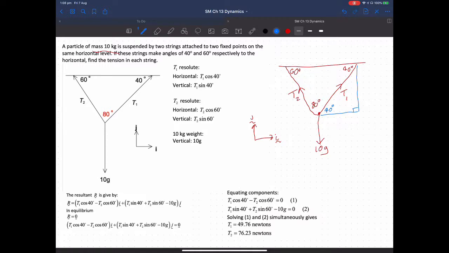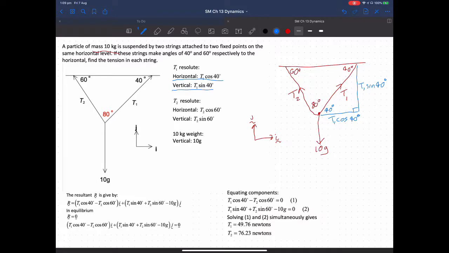What I can do is use my right angled triangle formulas. So what I now know is the magnitude of T1 cosine 40 degrees is going to be my horizontal length. I know my vertical length will be my opposite side. Opposite side involves sine. That's going to be T1 sine 40 degrees.